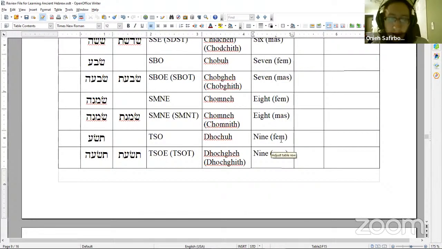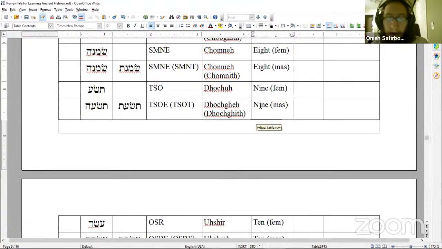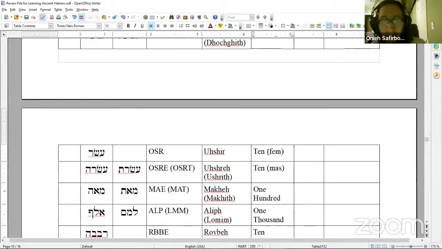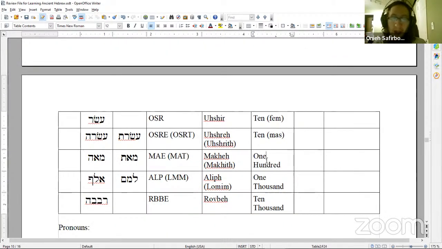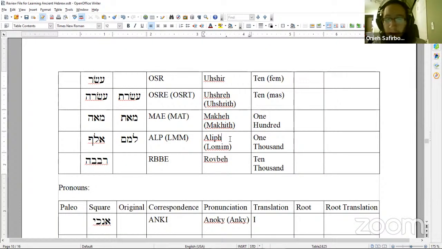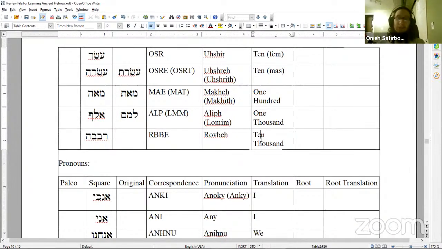9 feminine, dasha. 9 masculine, Dadga, originally Dachka, and originally Dachka. 10 feminine is Usher, and the masculine 10, Ashra, originally Ashra. 100, Macha, originally Macha. 1000, Aleph, originally Lamim. 10,000, Ravla.